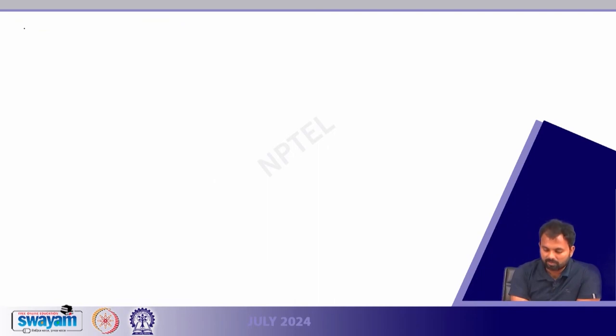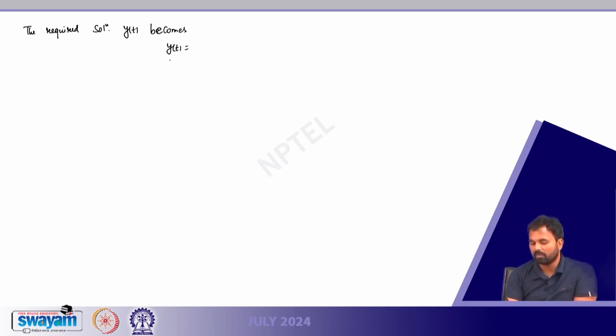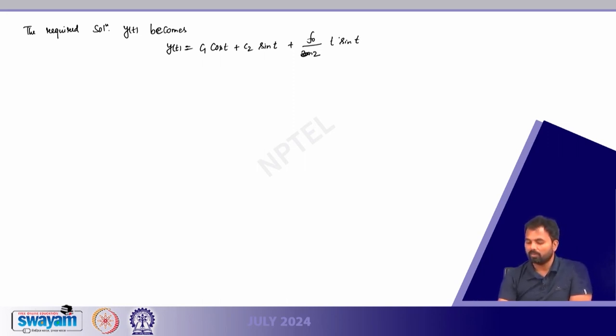So, from case 2, the required solution y t is given by y t equals c 1 cos of omega 0 t, which is 1, so cos of t, plus c 2 sin of t plus f 0 by 2 m omega 0, that is 1, m is also 1. So, this is simply f 0 by 2 t into sin of t, because omega 0 is also 1. So, this is the required solution.